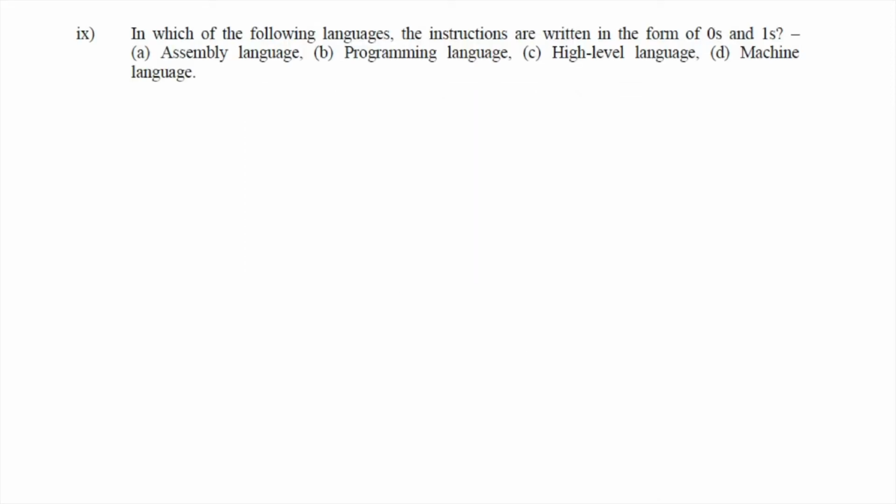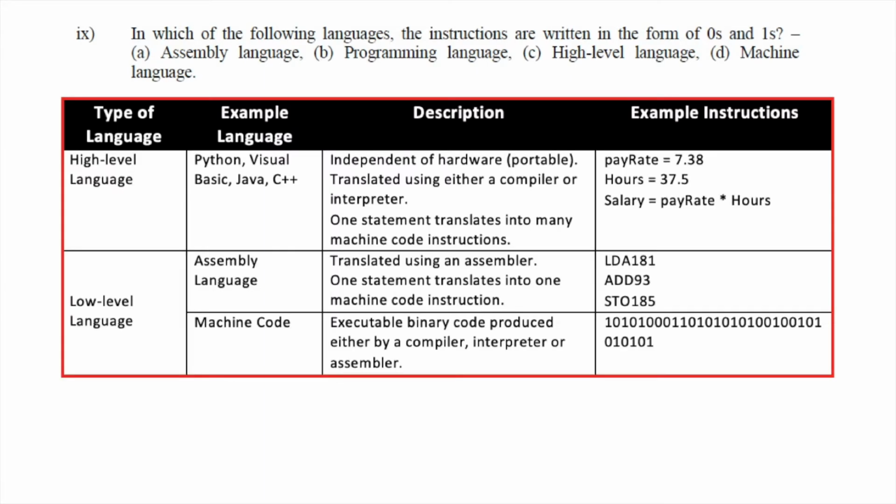Now, in which of the following languages are the instructions written in the form of zeros and ones? There are three levels of programming language: the assembly language, the high level language, and machine language. So let's see the whole detail. High level languages are Python, Visual Basic, Java, C++. In this case, writing a program is very easy, because we write similar to English: pay rate equal to this, hours equal to this, the salary, as we do in normal life.